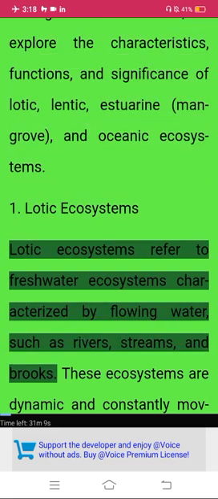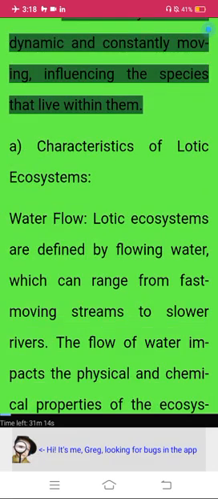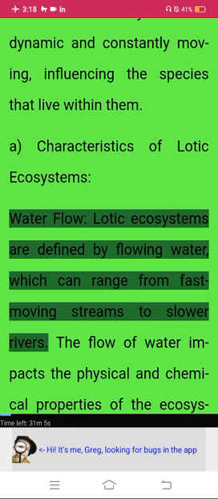1. Lotic ecosystems. Lotic ecosystems refer to freshwater ecosystems characterized by flowing water, such as rivers, streams, and brooks. These ecosystems are dynamic and constantly moving, influencing the species that live within them. Characteristics of lotic ecosystems. Water flow. Lotic ecosystems are defined by flowing water, which can range from fast-moving streams to slow rivers.